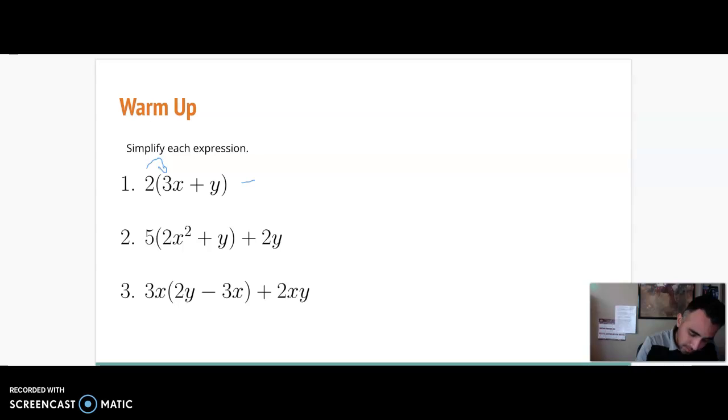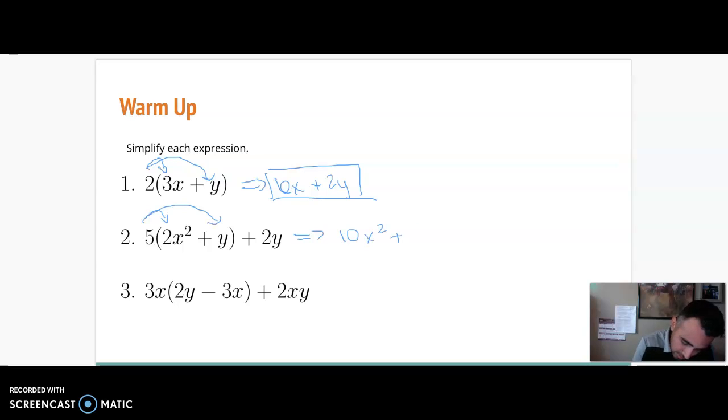So 2 times 3 is 6, and then the x just follows, and then 2 times y is plus 2y. And that's our solution right there. Easy. Number 2, we have 5 times (2x squared plus y) plus 2y. So same thing, we're going to begin with distributing the 5. So we have 5 times 2 is 10. The x squared just follows. 5 times y is a positive 5y, plus 2y.